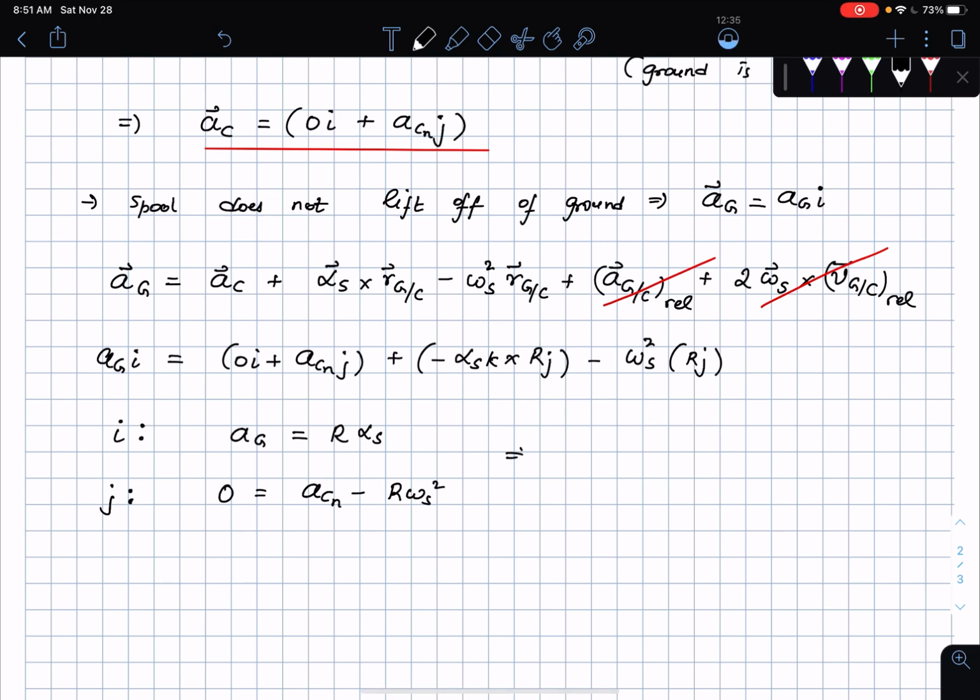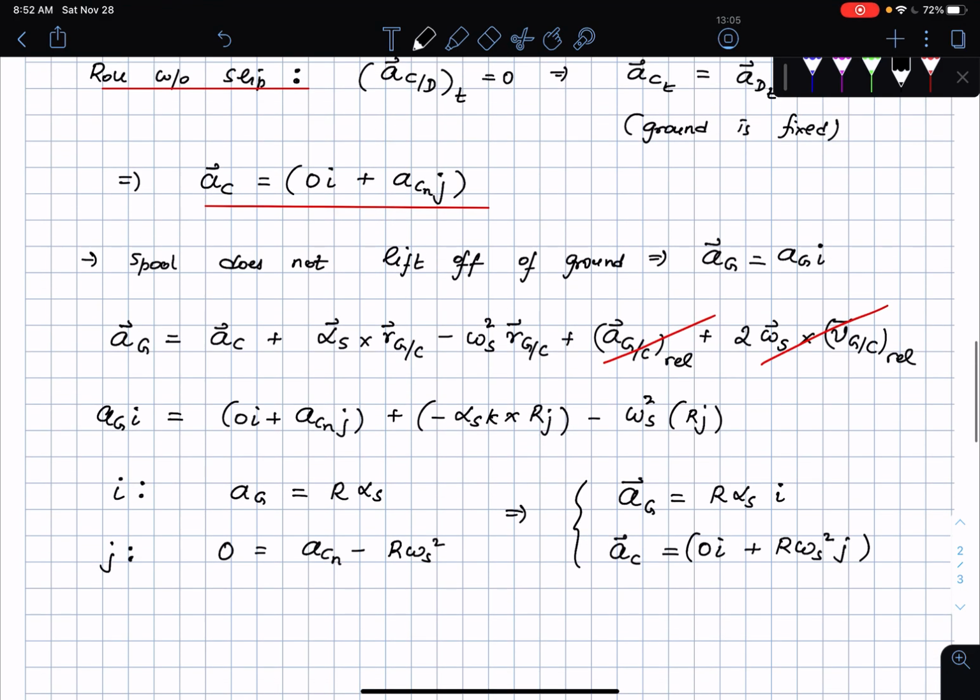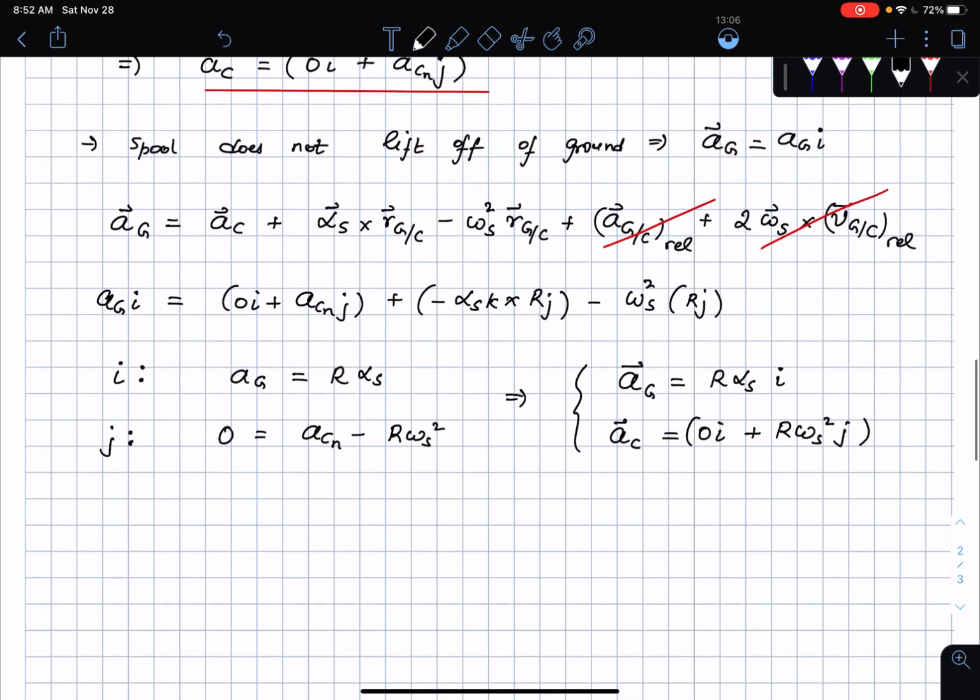So from this, essentially the only information that I need is acceleration of G is r times alpha s in the I direction, acceleration of C is 0 I, and r times omega s square in the j direction, the centripetal acceleration, pulling it away from the point that is in contact with the ground. Okay, so once I have this, I want to write a couple more things. I can also do the same thing for the velocity analysis.